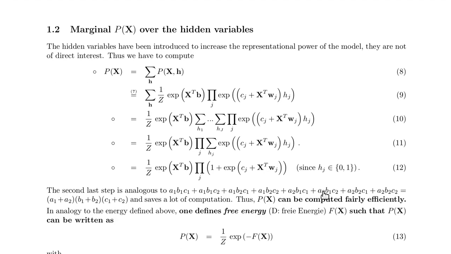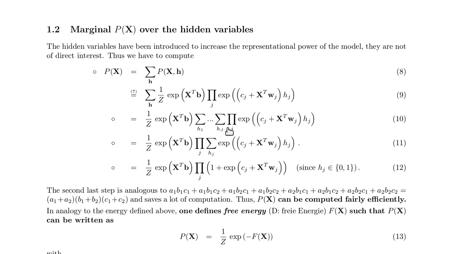So next we look at the marginal of P of X over the hidden variables. So P of X is the marginal of P of X and H over the hidden variables, and that's written here. So this is plain Bayesian theory. We calculate P of X by marginalizing over H. Now we first replace this by the equation that we've just derived. And then we can take this factor out because it does not depend on H. And we split this sum over H into explicit sums over the individual hidden units, H1 to H capital J. Now remember, H goes just over two values, 0 and 1. So here we have the individual sums, and we have the product.